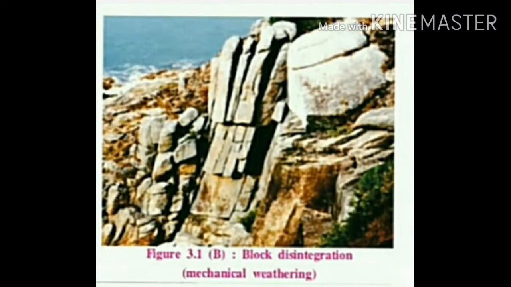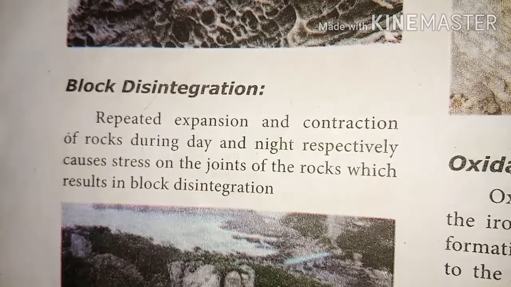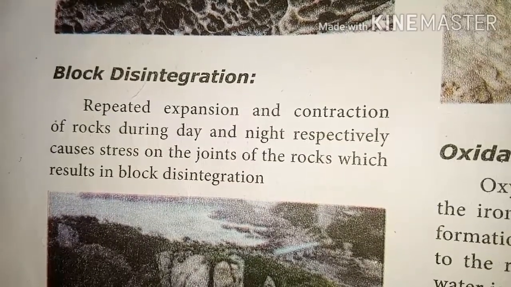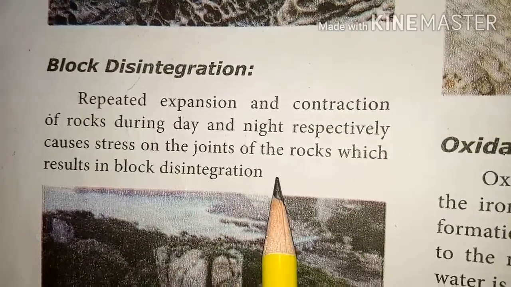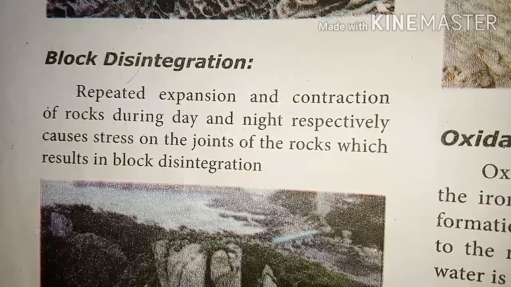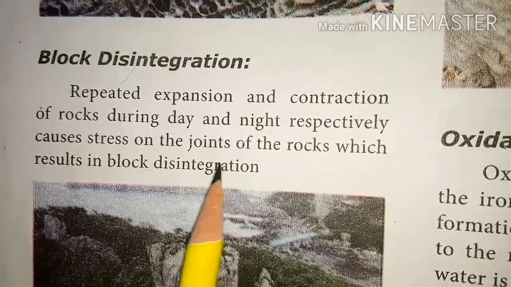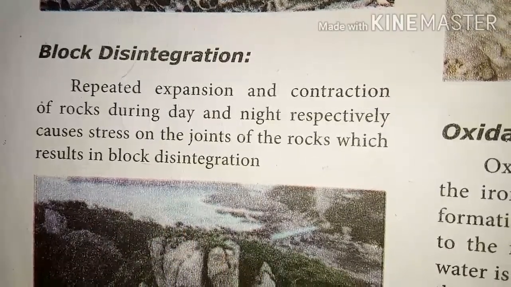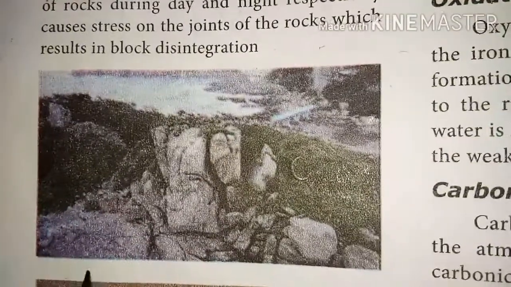Block disintegration occurs in well-jointed rock just like granite. These rocks are split along the joints into larger rectangular shaped blocks. See the textbook. Repeated expansion and contraction of rocks during day and night respectively causes stress on the joints of the rocks, which results in block disintegration. Look at the picture.